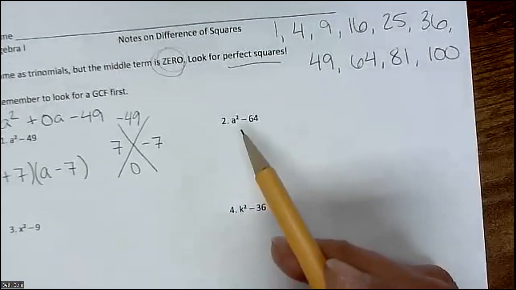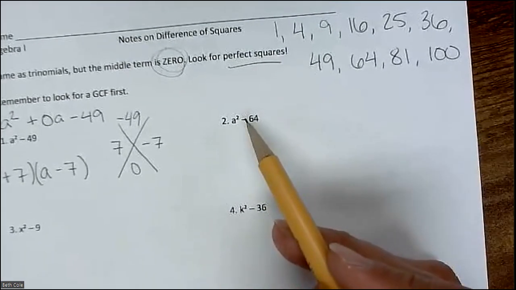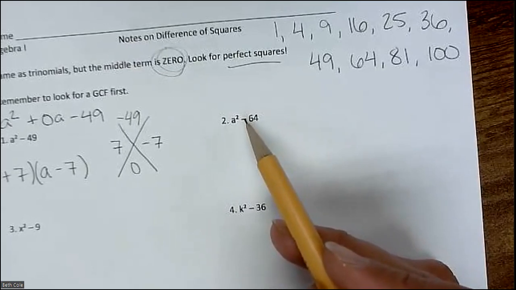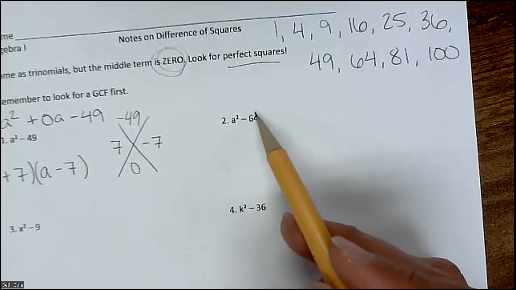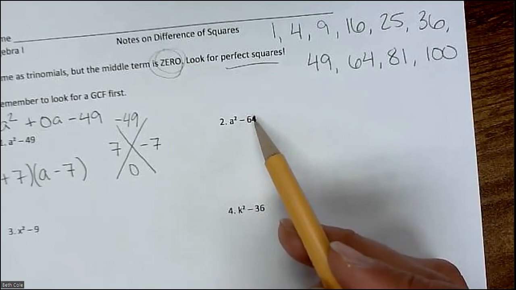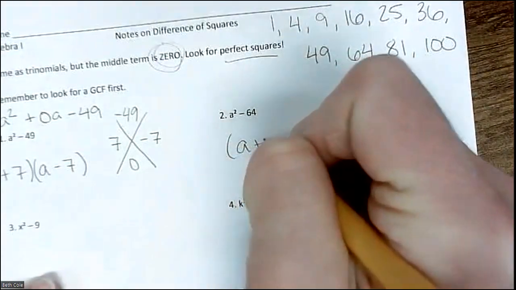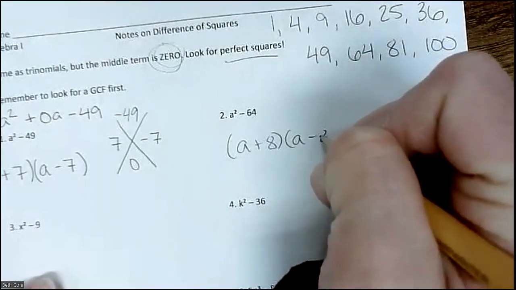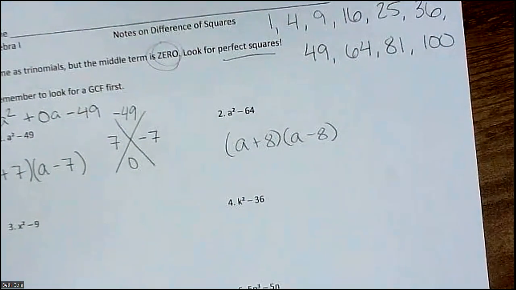So look at this one. Do you see how the middle term is missing? How there are no a's? You want it to be 0. So what numbers multiply to be 64, but add up to be 0? Good. So it is going to be a plus 8 and a minus 8. Do you see how that turned out?